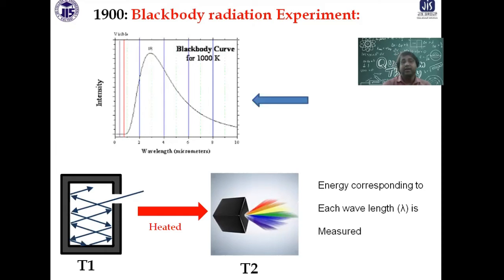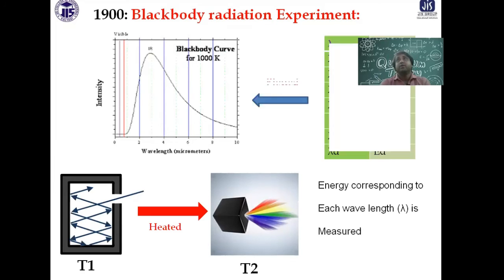Okay, this radiation passes through the prism and gets split into components. I am not showing you the entire detailed experimental setup, it is not needed, because we are happy knowing how Planck explained the experimental results. So the energy corresponding to each and every lambda was measured, and now it is plotted. So how do you plot it?